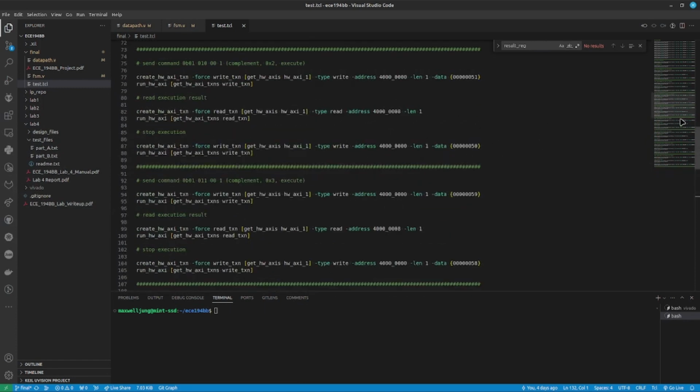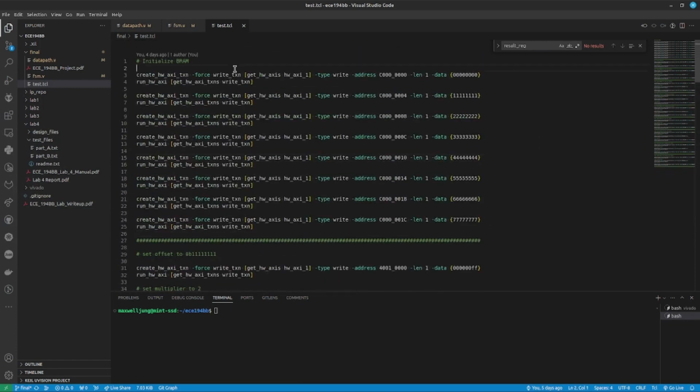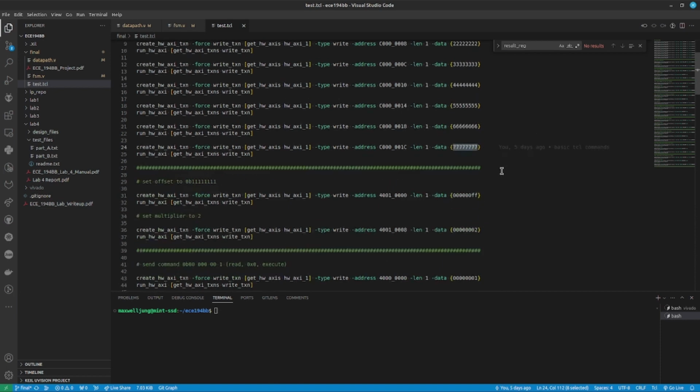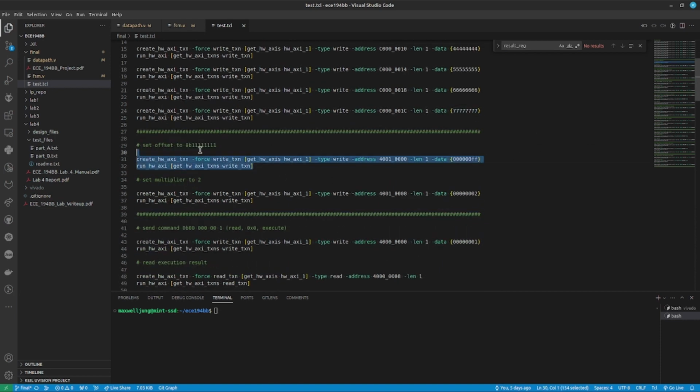So my technical commands are here. First I initialize the block RAM so that address 0 is filled with zeros, address 1 is filled with 1s, address 2 is filled with 2s, etc., until address 7 is filled with 7s. And then I initialize the offset to hex 0xFF, or pure 1s. And then I assign the multiplier to 2.